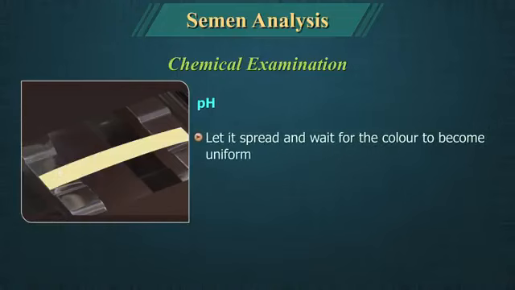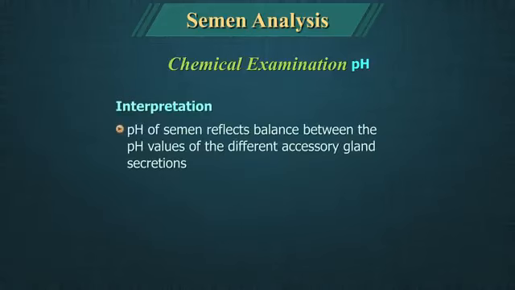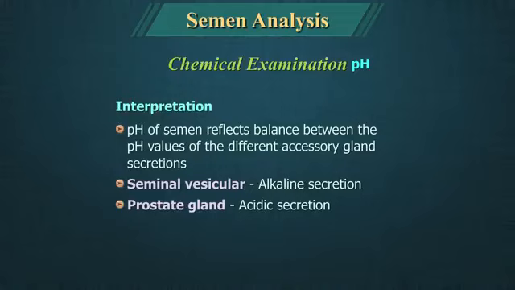Let it spread and wait for the color to become uniform. Now compare the color with the calibration strip to read the pH. The pH of semen reflects the balance between the pH value of different accessory gland secretions, mainly the alkaline seminal vesicular secretion and the acidic prostatic secretion.